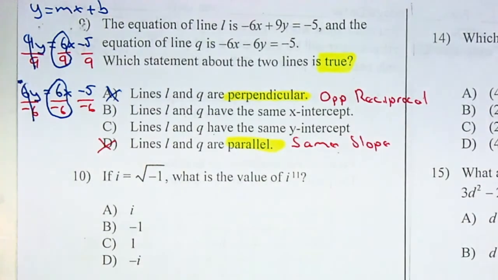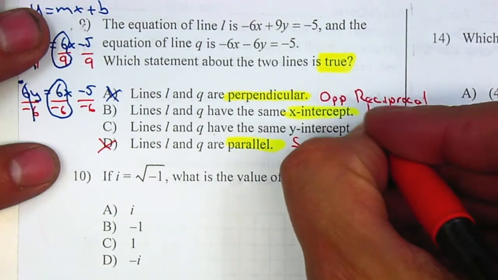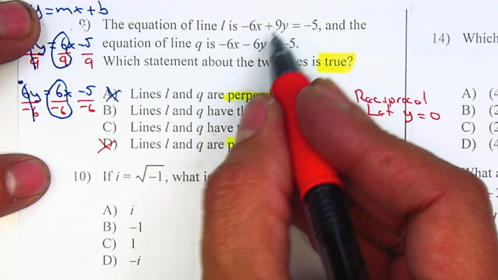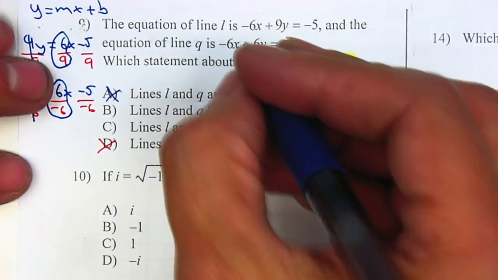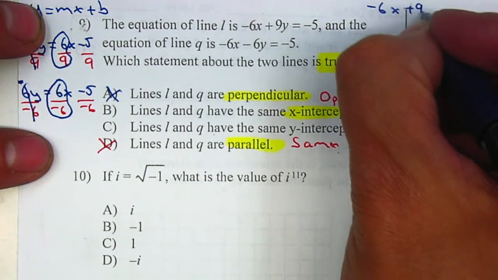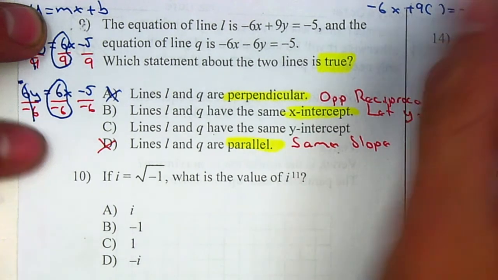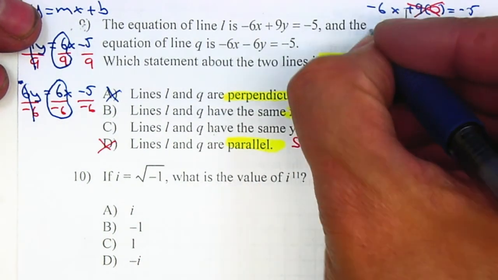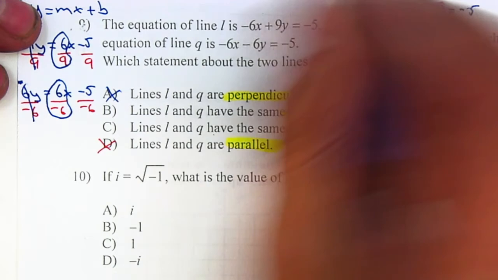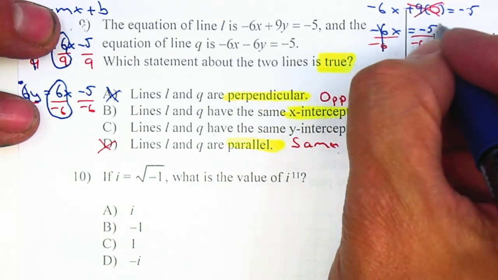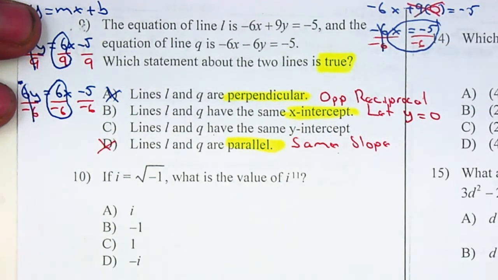Now, we need to determine if they have the same x-intercept. To find the x-intercept, we're going to let y equal to 0. So let's plug in a 0 for both y's. I'm going to do the first one over here. We have negative 6x plus 9y equal to negative 5. If I plug in a 0, this cancels out. That gives you 0. So I have negative 6x is equal to negative 5. I'm going to divide by negative 6 on both sides. That cancels. This is the x-intercept for the first one. Two negatives will become a positive.